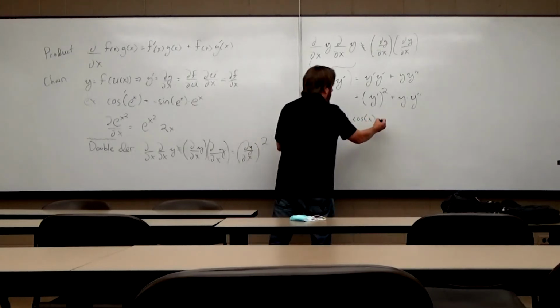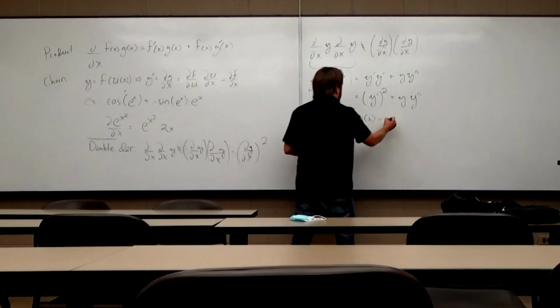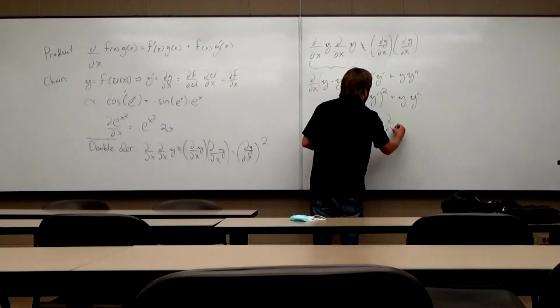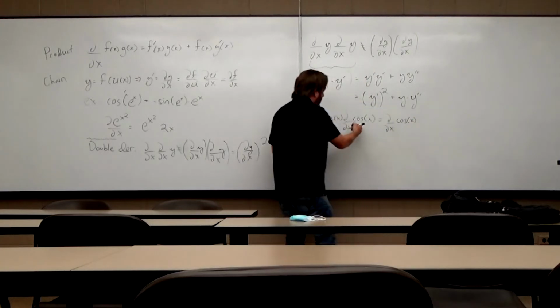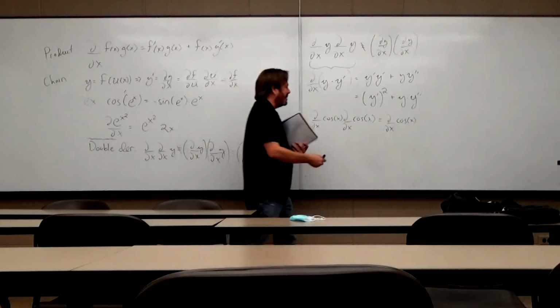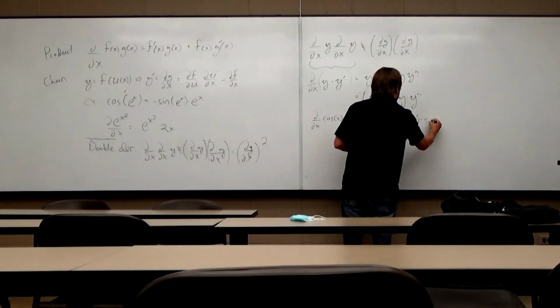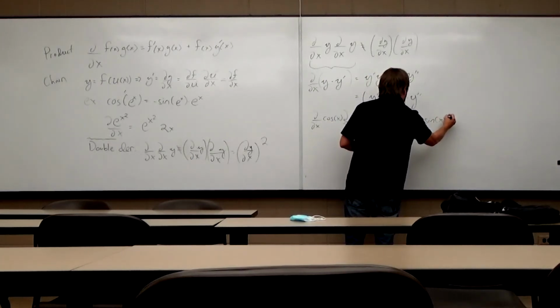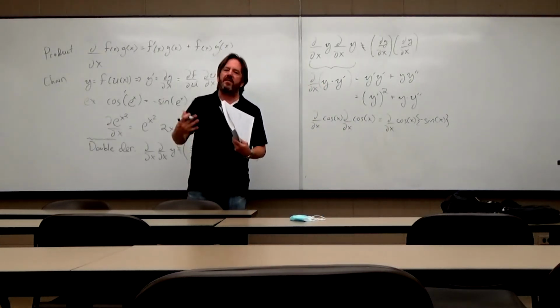So if you are not sure what's happening, this will make this clear. What I've got is, again, just write down the first bit. And then what's the derivative of cosine? It's minus sine. So I've got minus sine. Now I've got the derivative of minus cosine.